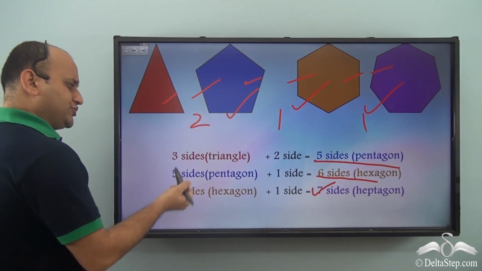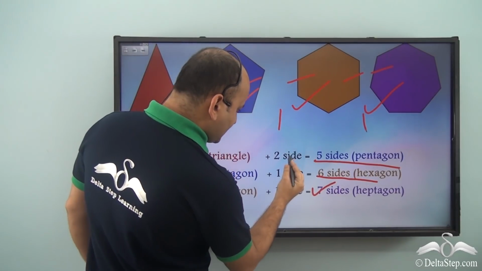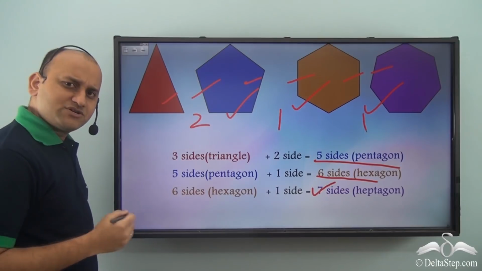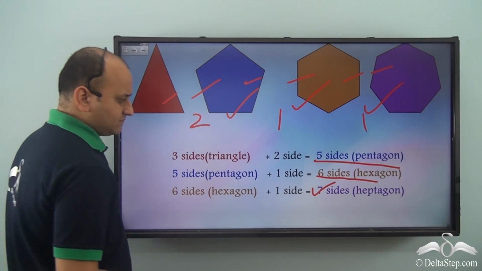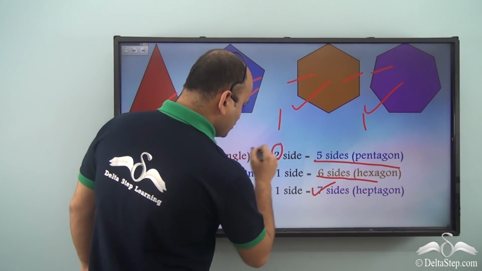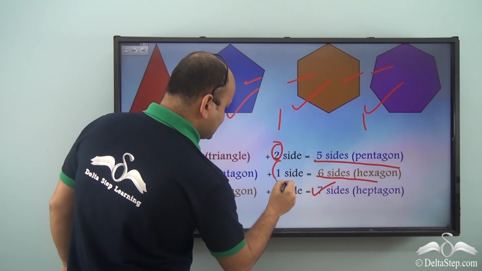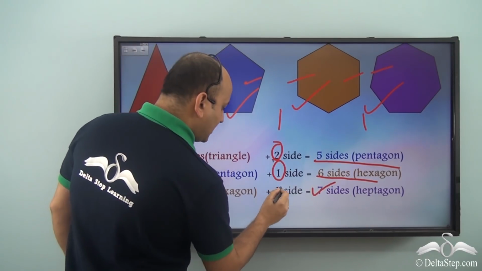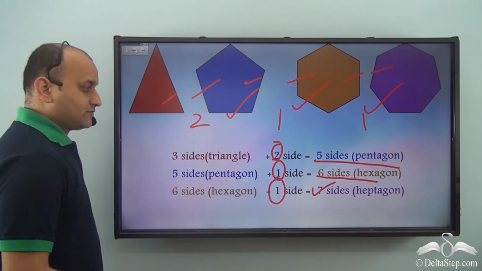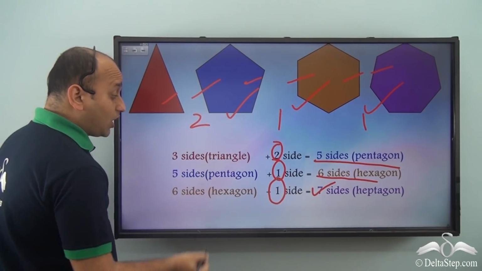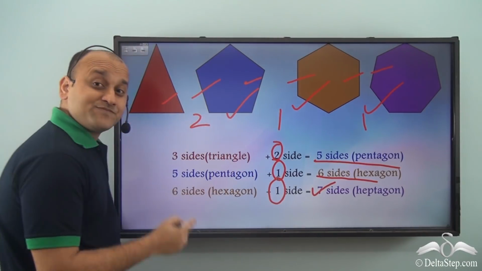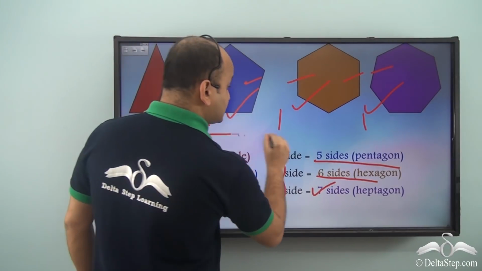So, do you get a constant difference between the consecutive members of this series? Not really. In the first case, it's 2. In the second case, it's 1. And in the third case, it's 1 again. So, we do not get a constant difference between consecutive members of this series.